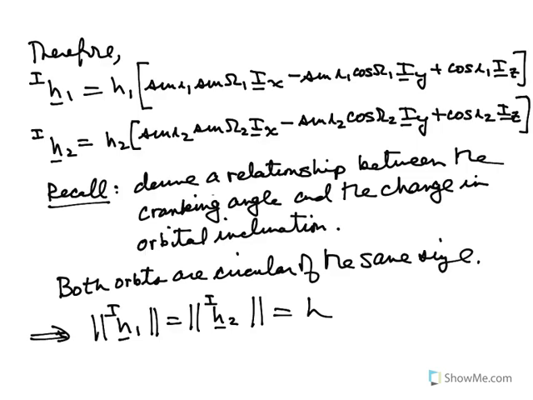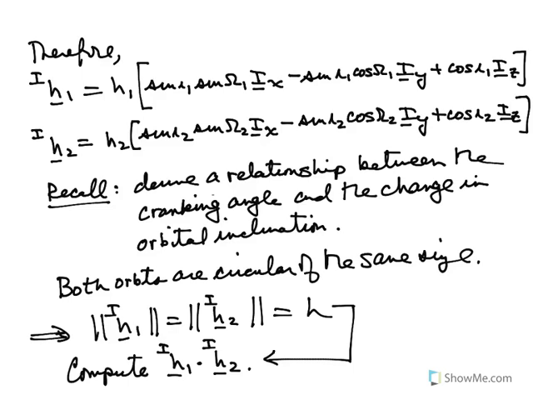So if I take these two angular momenta, let's suppose we compute now the dot product H1 dotted with H2. Let's compute that dot product. So now we're using this fact. We're going to take the fact that these two angular momenta have the same magnitude, and we're going to use that fact in here. So we then obtain the following result.